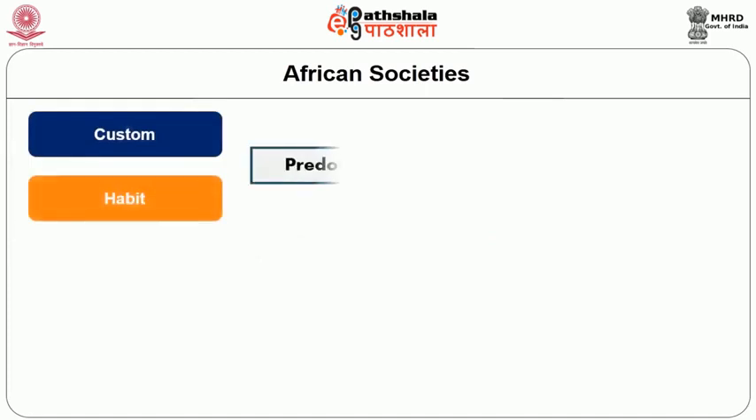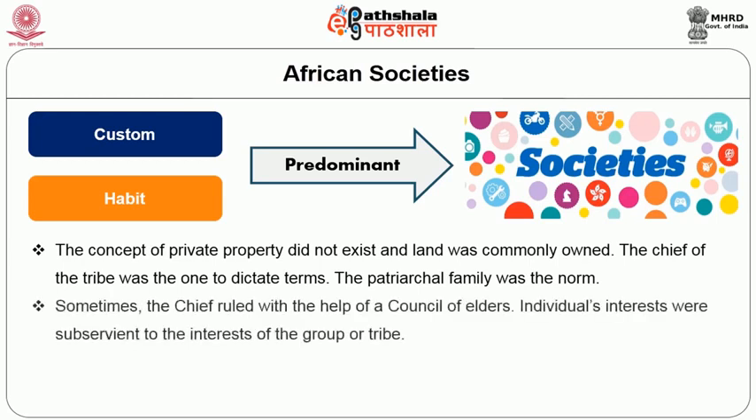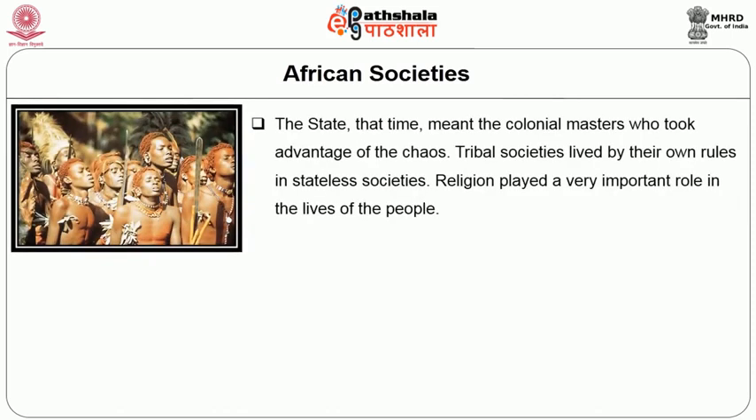Customs and habit played a predominant role in these societies. The concept of private property did not exist and the land was commonly owned. The chief of the tribe was the one to dictate terms. The patriarchal family was the norm. Sometimes the chief ruled with the help of a council of elders. Individual interest was subservient to the interest of the group or the tribe. Urbanization led to the breaking of tribal traditions. Tribal warfare also led to local wars, which made the state interfere in tribal matters. The state at that time meant the colonial master who took advantage of the chaos.